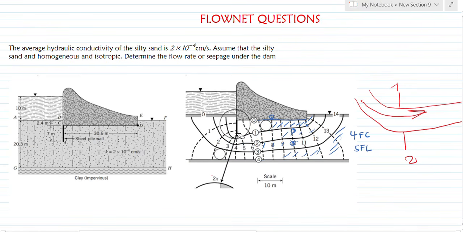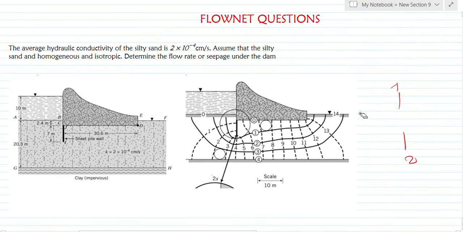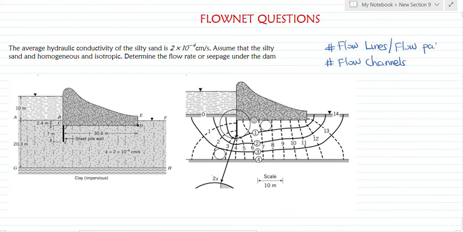So simply put, flow lines tell us the boundaries at which the fluid or the water will seep. Now between two flow lines is a flow channel. You know what a channel is, right? So let's take note of the terms. We have flow lines, then we have flow channels. Flow lines is the same as the flow path. Then the last one is called the equipotential line.